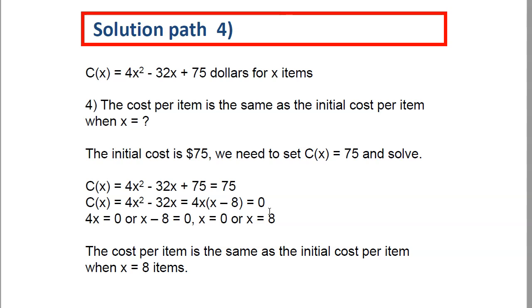Now we need to know when the cost per item is the same as the initial cost. The initial cost is 75, so we set c of x equal to 75 and solve. Because we have 75 on both sides of our equation, that cancels out and we can factor, and we get 4x times quantity x minus 8 equals 0. So either 4x equals 0 or x minus 8 equals 0. This gives us x equals 0 or x equals 8. x equals 0 is, of course, our initial cost. So the cost per item is the same as the initial cost per item when x equals 8 items.